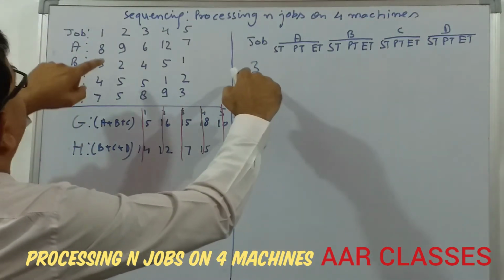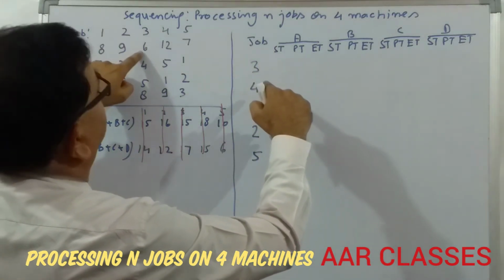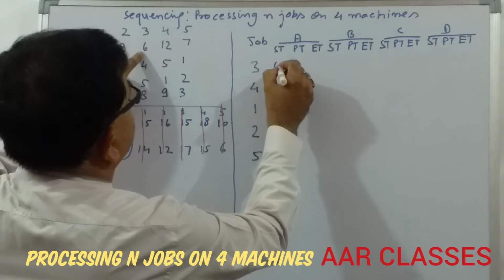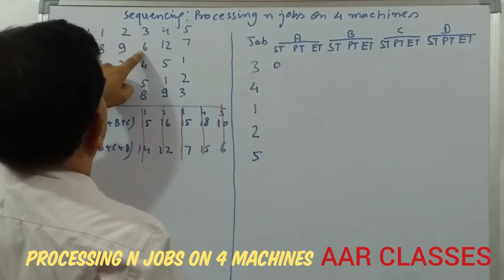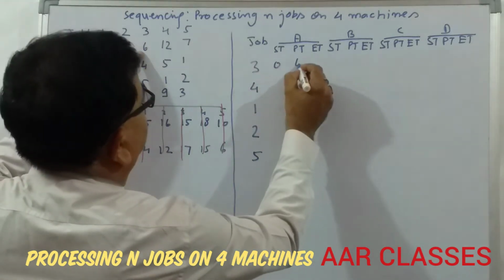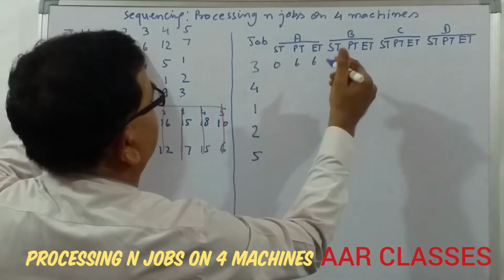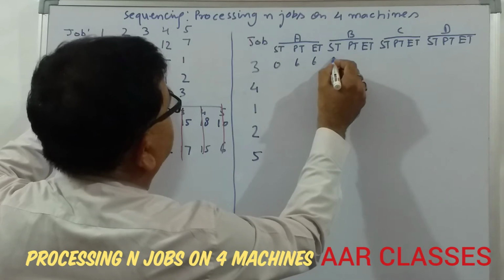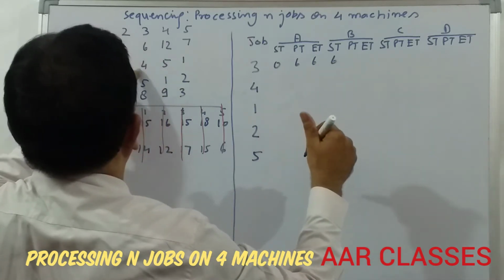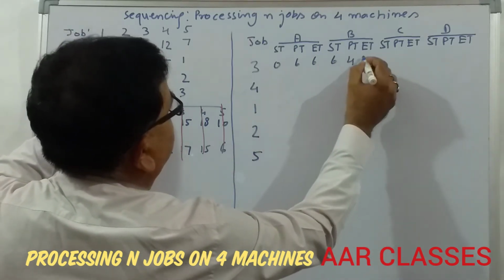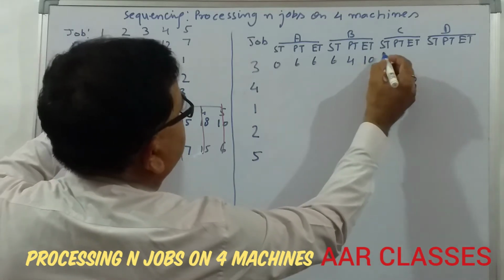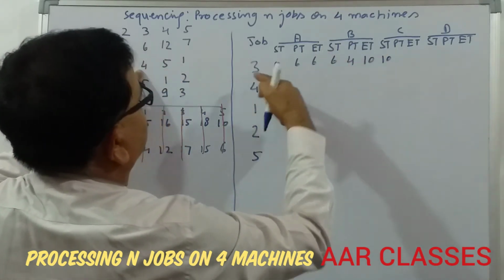Say for job 3rd first, for job 3rd machine A, starting time is 0. Now processing time is 6. So here 0 plus 6 is 6. Now this 6 will become starting time on machine B for job 3rd. So here it is 6. Duration of the activity is 4. So 6 plus 4 is 10. Now this 10 will become starting time on machine C for job 3rd.